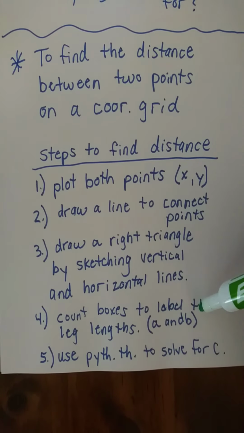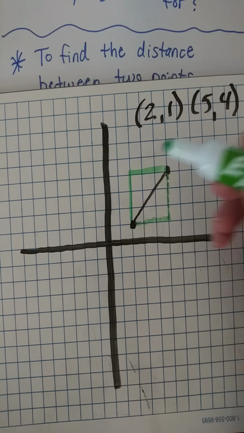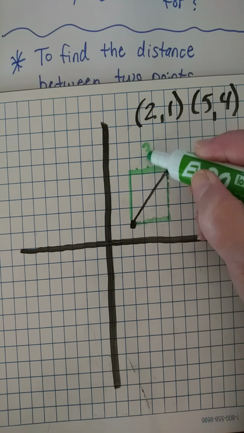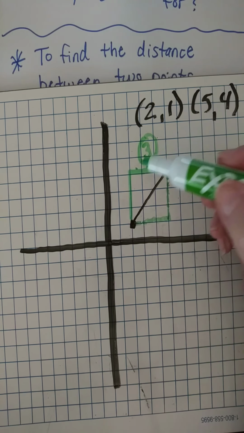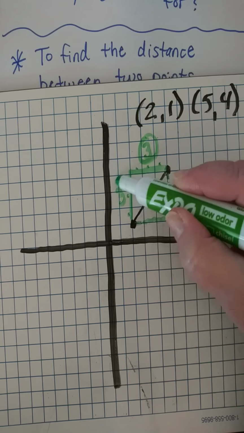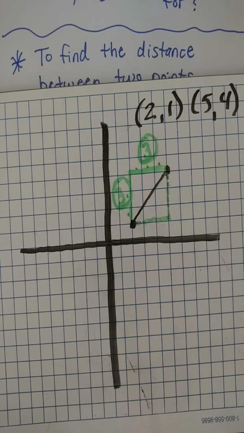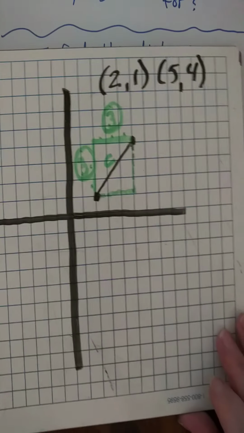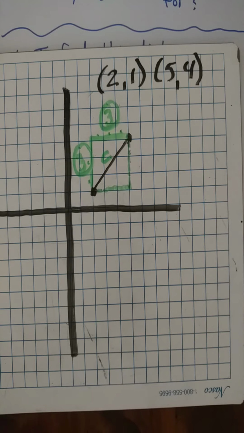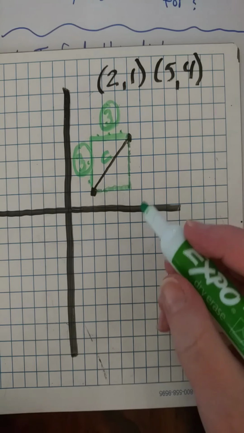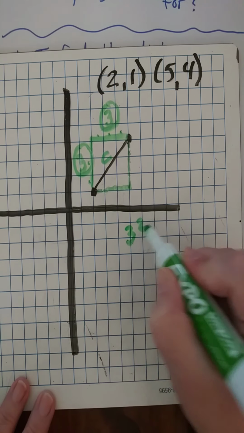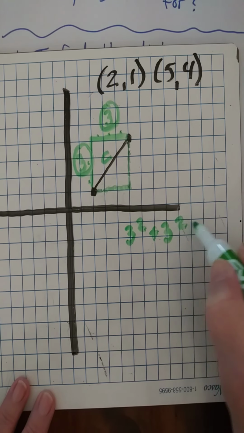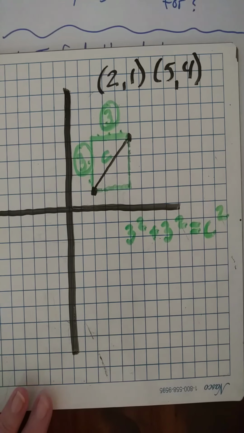So let's do the next step, which says count boxes to label the leg lengths. So this is going to be A and B. 1, 2, 3. So this side is 3 units. 1, 2, 3. This side is also 3 units. So what I'm missing is the hypotenuse is C. Okay, so let's go ahead and solve that. A and B, remember, are those 2 legs. That's 3 and 3. So we have 3 squared plus 3 squared equals C squared.